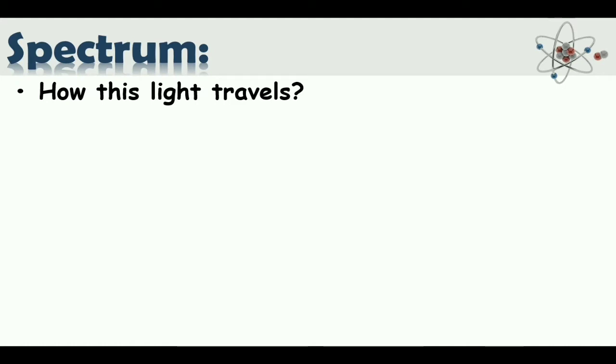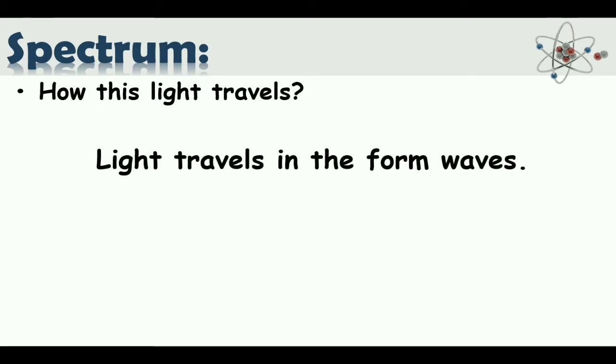Then how does this light travel? Different colors, white light, red light, violet light, whatever it may be. First, how does this light travel? For this, let us see some examples to understand. Light travels in the form of waves. Yes, that is a form of wave.